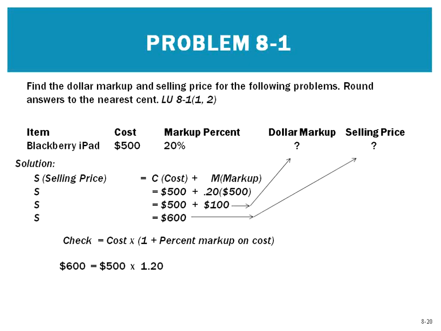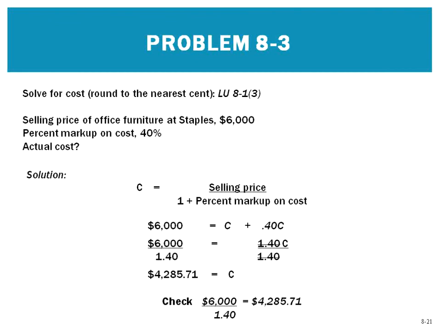So now you check it, okay? So it's your cost times 1 plus percent markup. Percent markup was 0.2, right? Because we're converting it to a decimal, because every time we use percent in calculations, we have to convert to decimal. So 1.2, and 500 times 1.2 is 600. We've checked it. We are right. We are good to go.